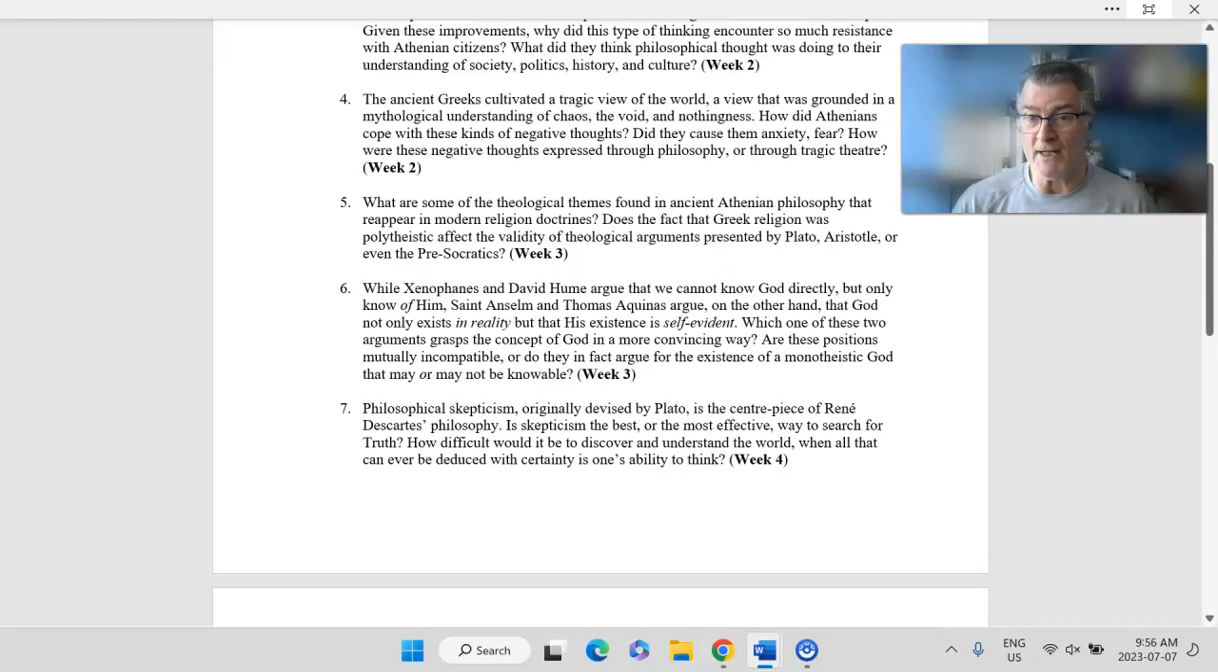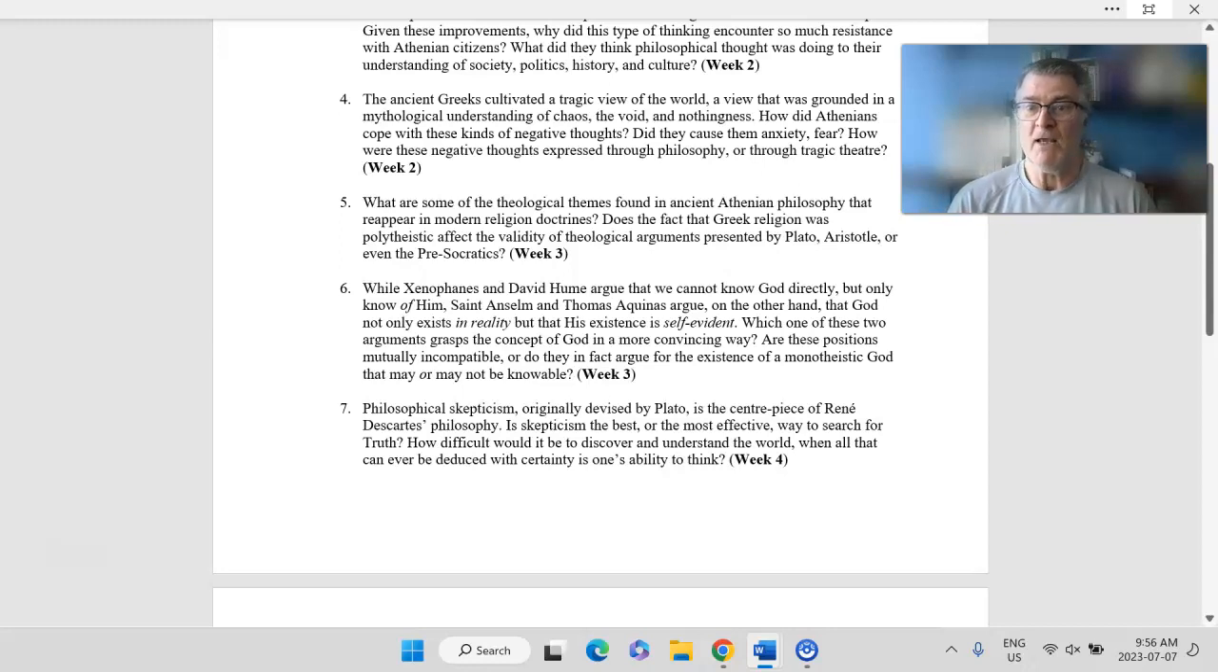Anselm and Thomas Aquinas, writing much, much later, in the 1000s or the 1100s, depending where you're looking, whether it could be Aquinas, it could be St. Anselm. Earlier, it could have been St. Augustine, if you want to look even further. They argue, on the other hand, Anselm and Aquinas argue that God not only exists in reality, but the existence of his being is in fact self-evident by the fact that there is reality.